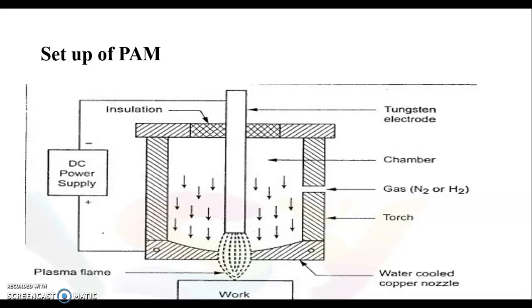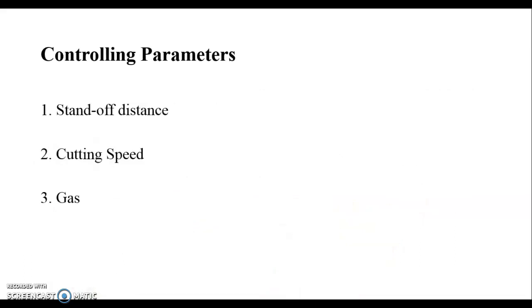The heat produced from the jet of plasma is sufficient to raise the workpiece temperature above its melting point and the high velocity gas stream effectively blows the molten metal away.